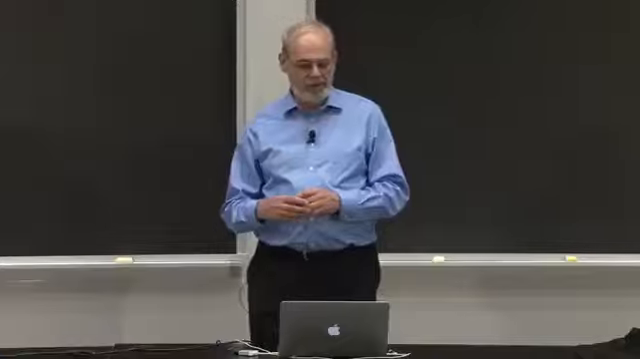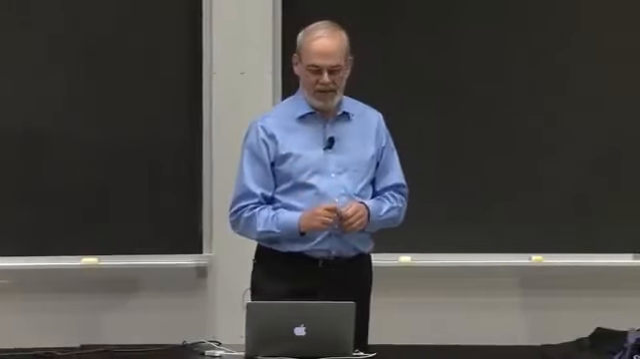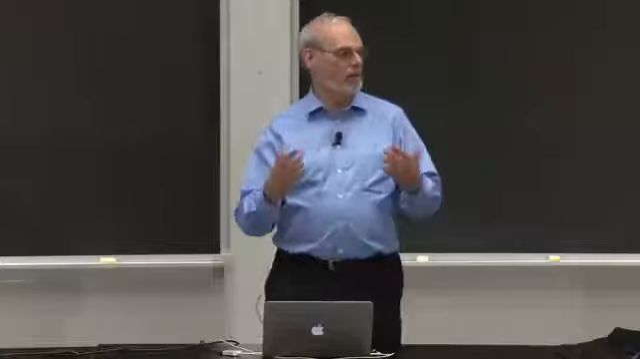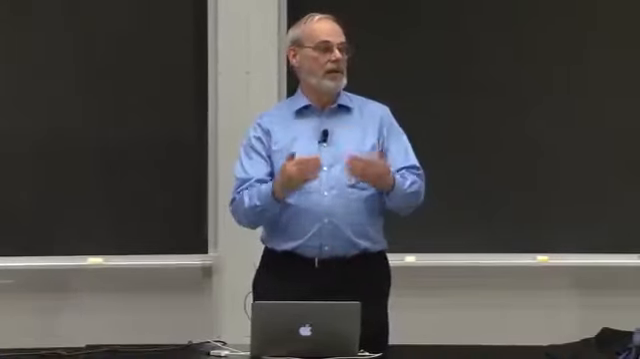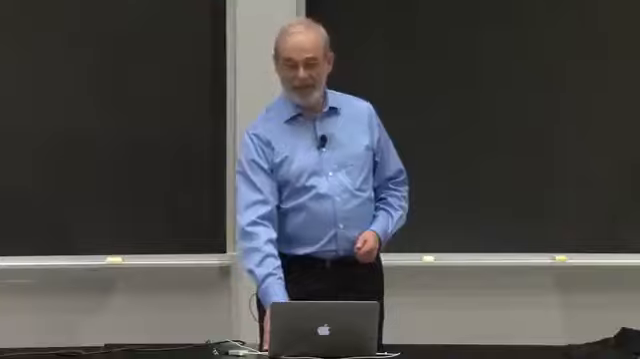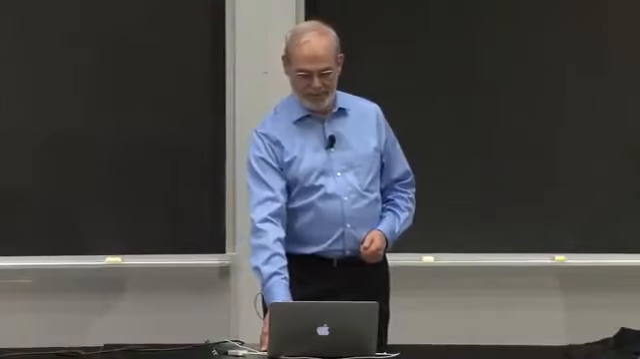And we're going to learn models by looking at labeled data and seeing how do we best come up with a way of separating with a line or a plane or a collection of lines examples from one group from examples of the other group, with the acknowledgement that we want to avoid overfitting. We don't want to create a really complicated system. And as a consequence, we're going to have to make some trade-offs between what we call false positives and false negatives. But the resulting classifier can then label any new data by just deciding where you are with respect to that separating line.